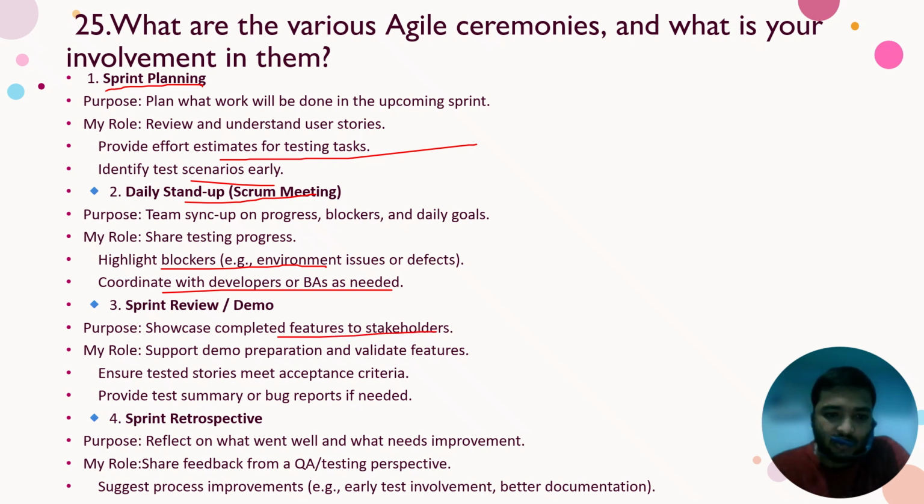In the sprint review, we show the completed feature to the stakeholders, ensure the tests meet the acceptance criteria, and provide a summary of the bugs if needed. And the sprint retrospective is where we share feedback from the QA perspective and suggest process improvements, and document them.